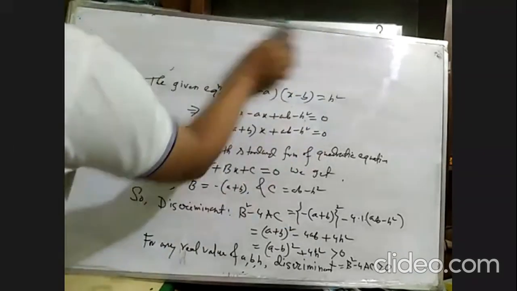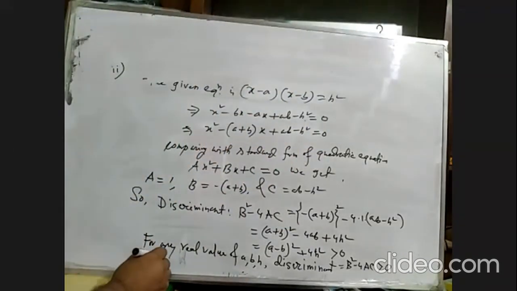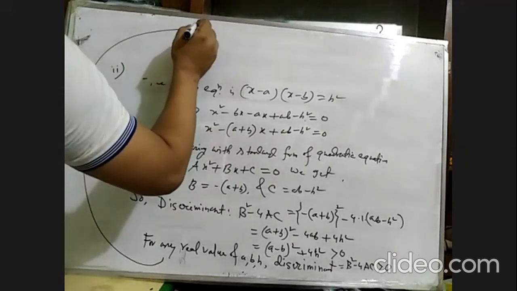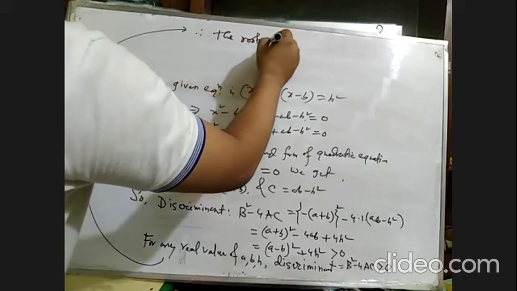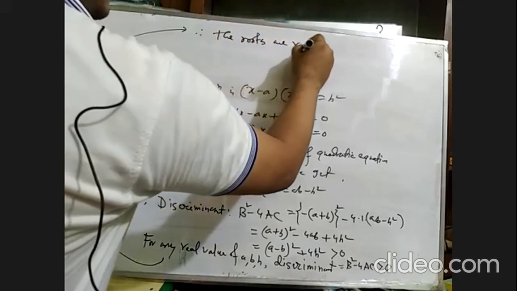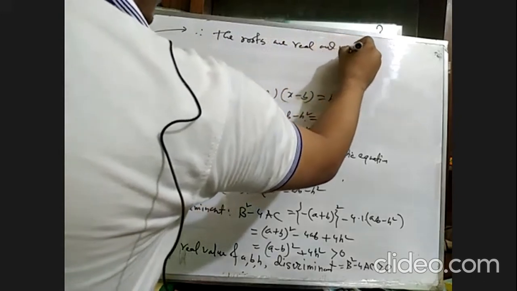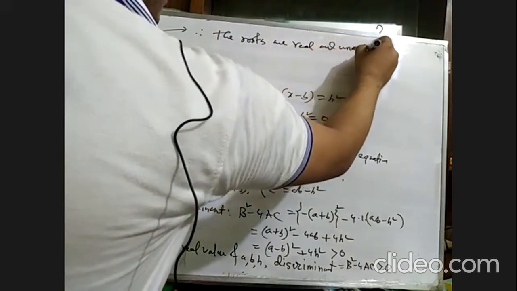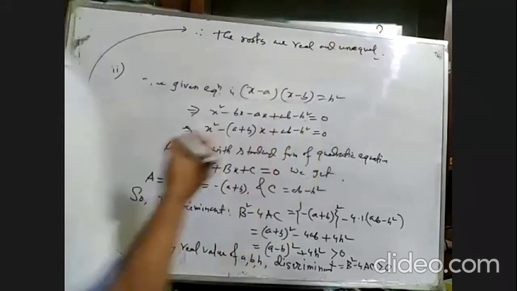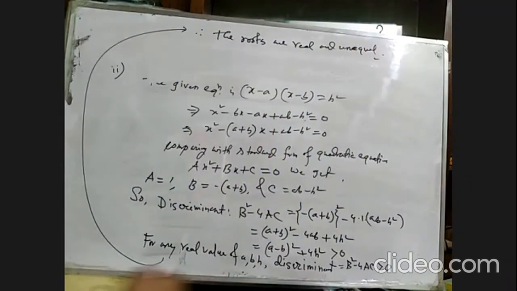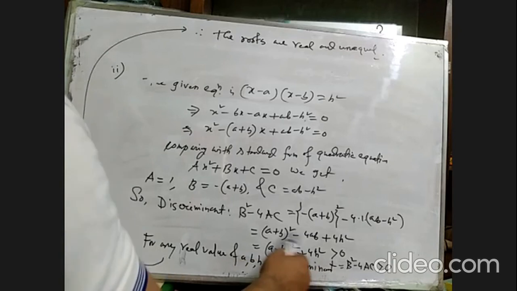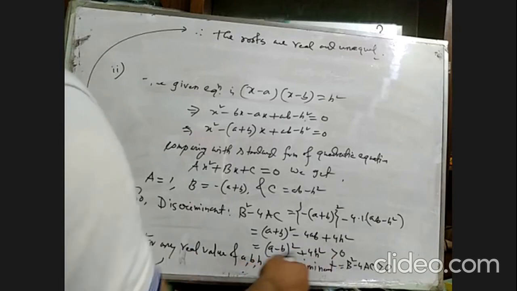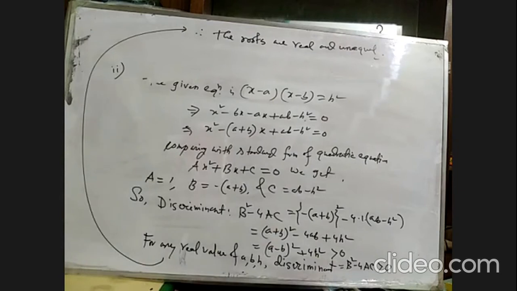So after this line, we can write, therefore the roots are real and unequal. Okay. Real and unequal. This is the result. The roots for any value of a, b, a's, we get positive, because positive value whole square and positive value whole square sum will be positive. Negative value or 0, anyone, will be always positive.